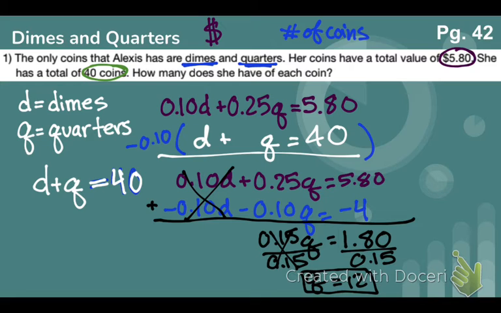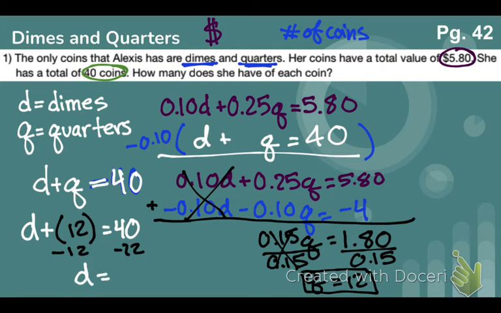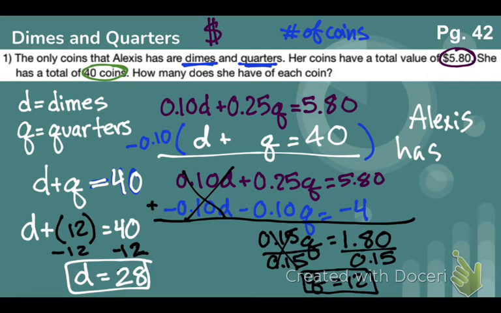So Tristan wants to substitute Q in over here. We write D plus Q equals 40. Subtract 12 from both sides. And how many dimes do we have? We have 28 dimes. So Alexis has 12 quarters and she has 28 dimes.